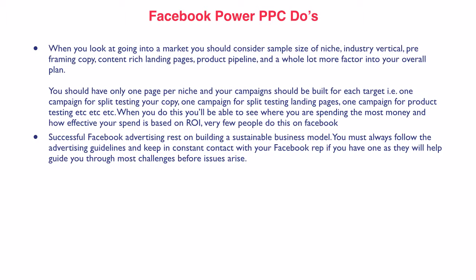So let's move down. You should only have one page per niche, and your campaign, sorry, should be built for each target market. I.e., you want to have one campaign for split testing your copy, one campaign for split testing your landing pages, one campaign for testing out your product, and so on. When you do this, you'll be able to see where you are spending the most money and how effective your spend is based on your ROI. Very few people do this on Facebook. This is absolutely one of the key things that you must do.